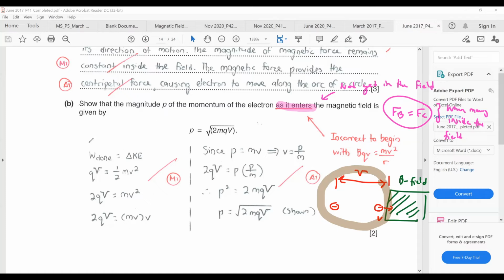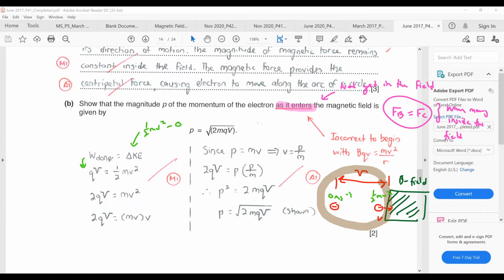Work done in an electric field is equal to the change in kinetic energy of the electron. So work done in an electric field, you know it is actually QV, Q times your potential difference. Then your change in KE is half mv squared minus 0, because you were starting from rest here. You reach a certain velocity v here. So your change in KE is just half mv squared minus 0.